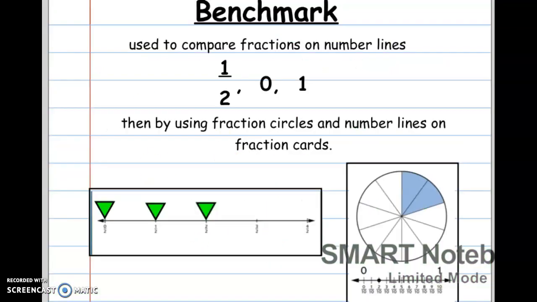Here's our key word for today: benchmark. A benchmark is used to compare fractions on number lines. Common benchmarks that we will work with today are 1/2, 0, and 1. We will use them with fraction circles, number lines, and fraction cards. So you have my fraction number line here, where 0, 1/2, and 1 are marked.